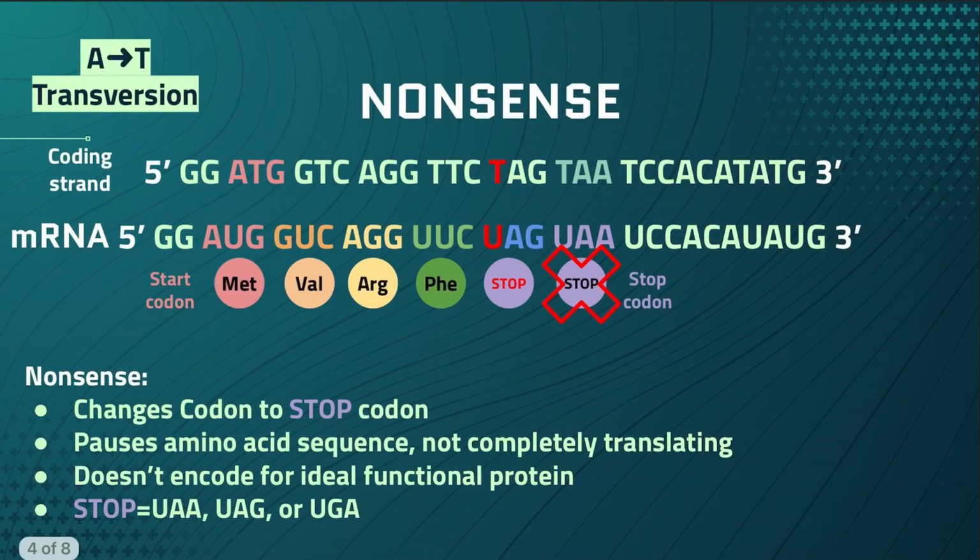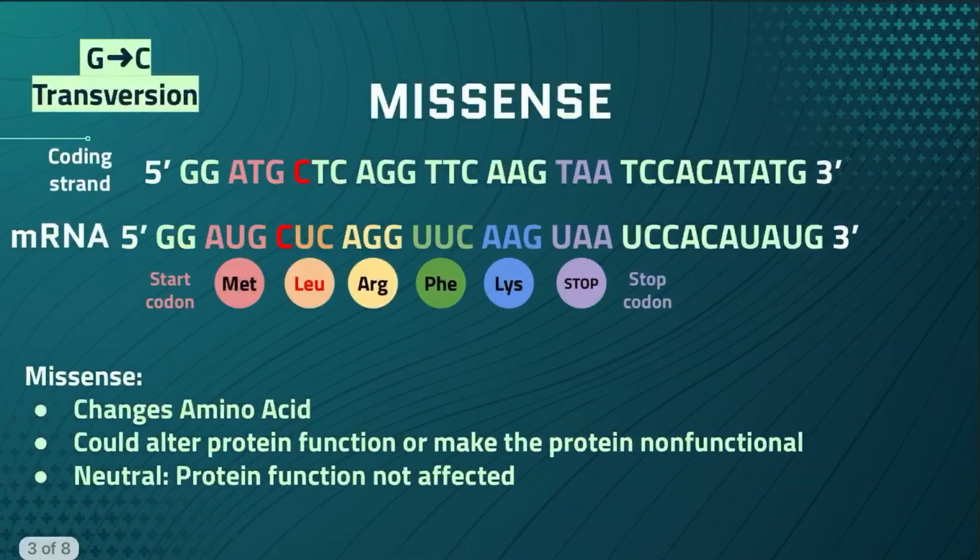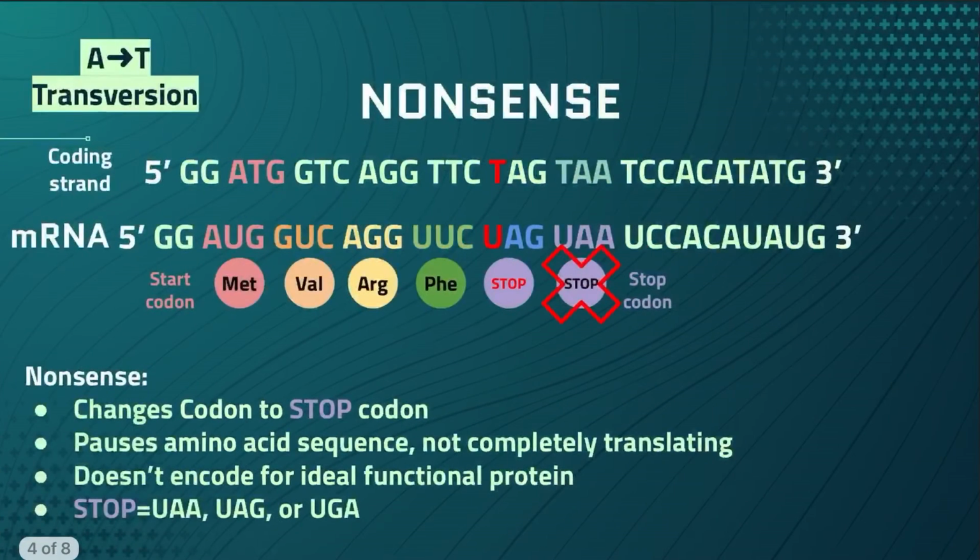Next, we have nonsense mutation. We're going to be changing the A to a T, which is going to be a transversion. Once we do this, what was originally here, which was the lysine, is going to convert into a stop codon. This changes the codon to a stop codon. It could pause the amino acid sequence, causing it not to completely translate. It doesn't encode for ideal functional proteins.